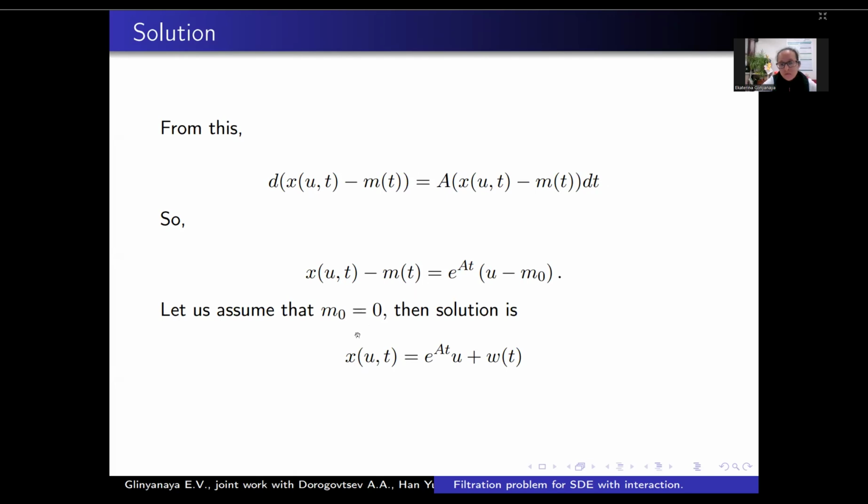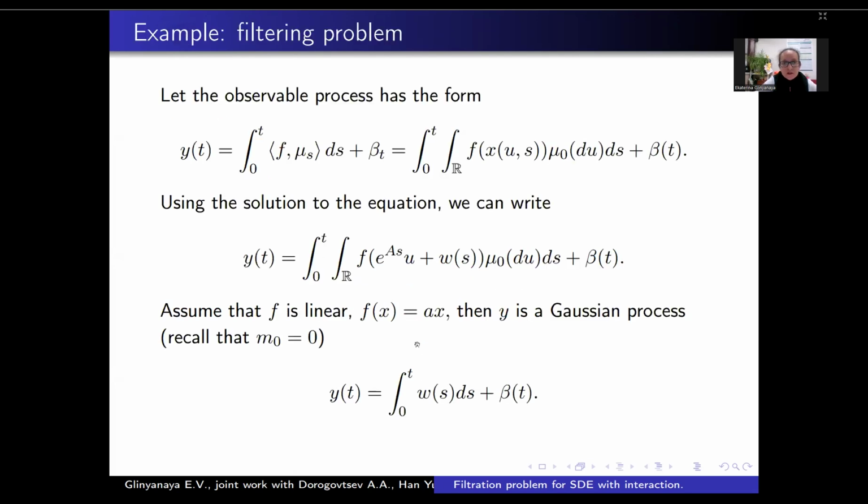For simplicity, let us assume that the initial center of mass is located at 0, and then the solution simplifies as follows. So we have the stochastic part, which is just a Wiener process, and the rest comes from the solution to the linear deterministic equation. Now that we have this solution, let us come back to the filtering problem.